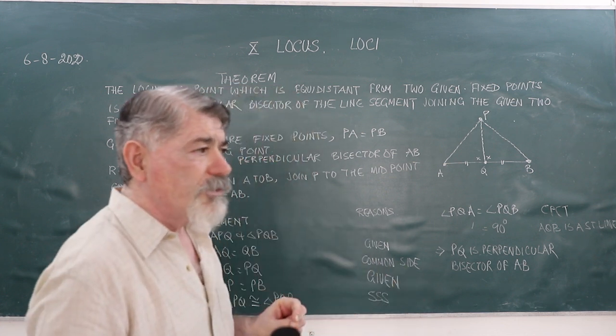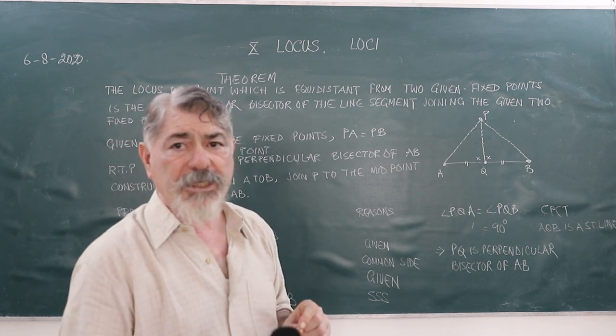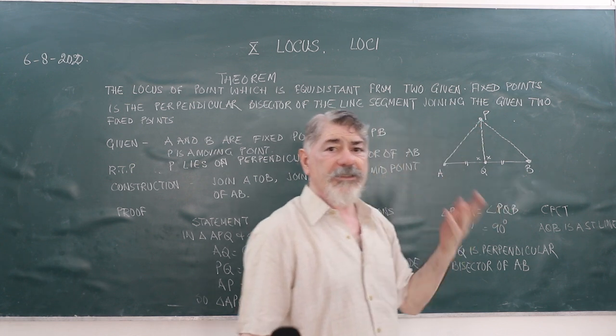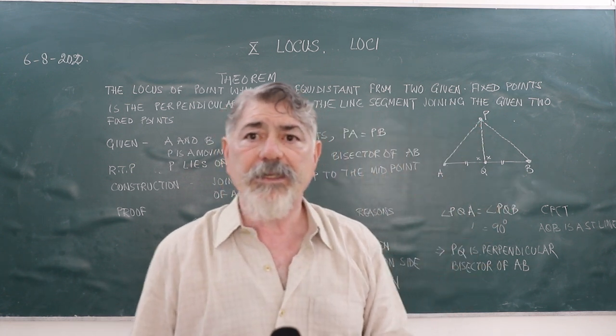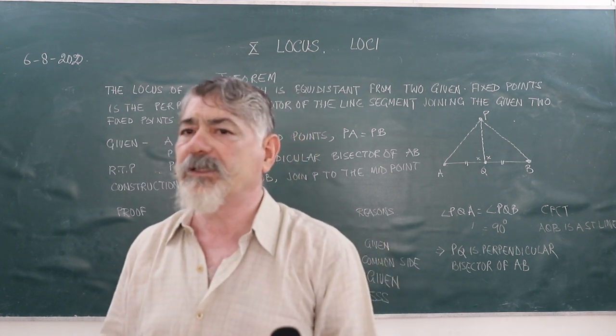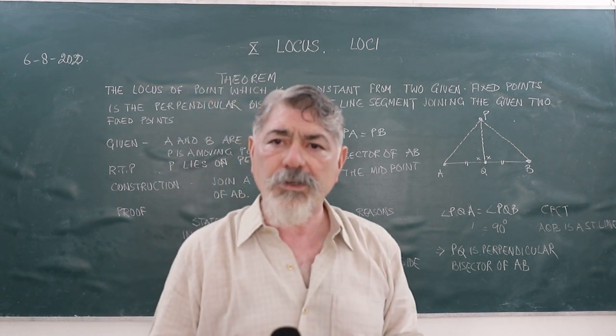I said PQ is common. PQ is equal to PQ, a common arm. And PA is equal to PB, it is given. So all three sides of one triangle are equal to the three sides of the other triangle, each to each. Hence the two triangles are congruent.